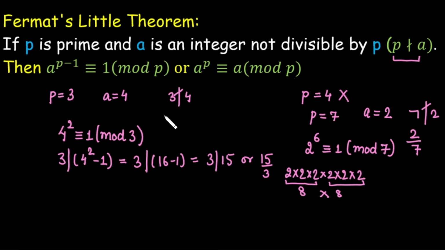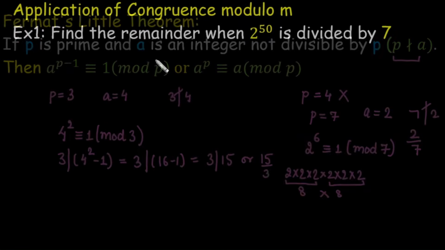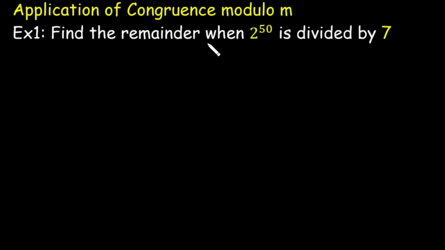Now let's use this theorem to solve particular examples, that is, an application of congruence modulo m. The first example: find the remainder when 2 raised to the power 50 is divided by 7. It's very easy to answer this question. First step, we need to think whether we can apply Fermat's theorem or not. In this case, we are dividing by 7. Is 7 a prime number? Yes. So in this case, we can take p as 7.